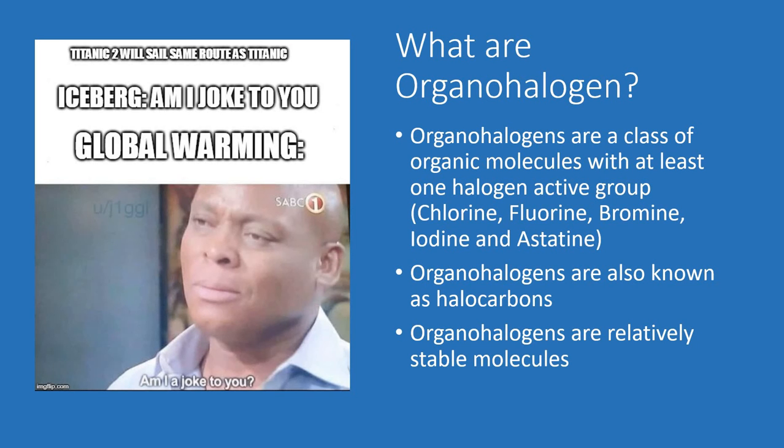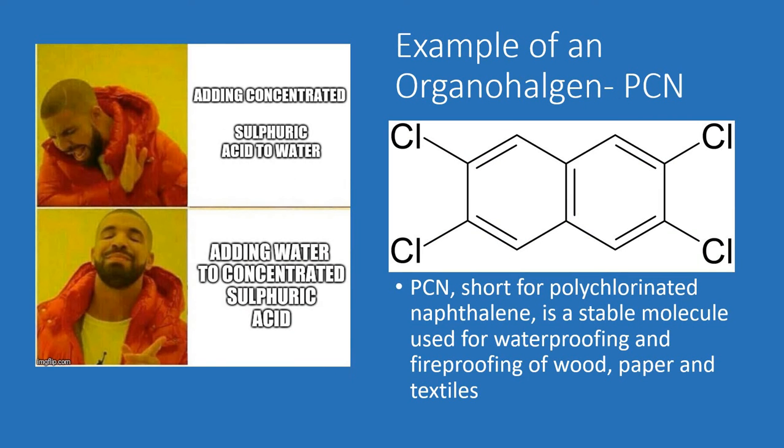Now today's topic is organohalogen compounds in the environment. So what are they? Organohalogens are a class of organic molecules with at least one halogen functional group: chlorine, fluorine, bromine, or iodine. They're relatively stable molecules. An example of one would be PCN, short for polychlorinated naphthalene.